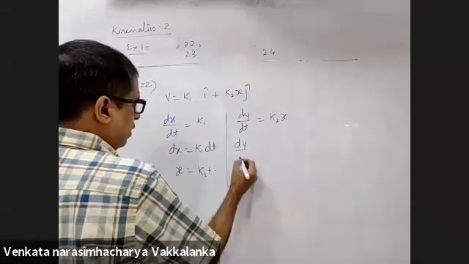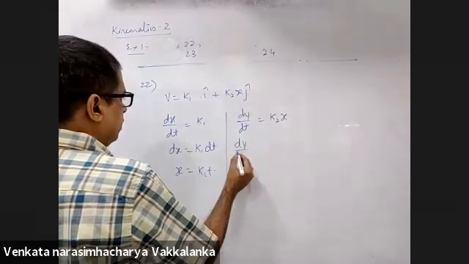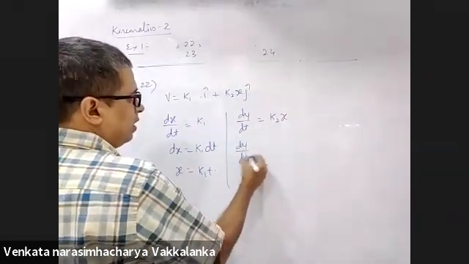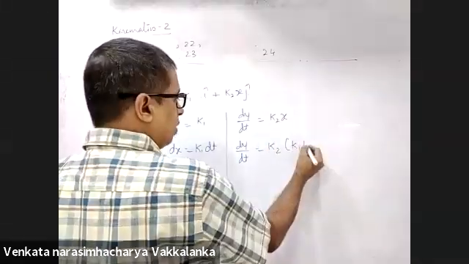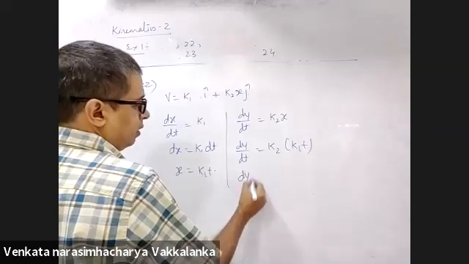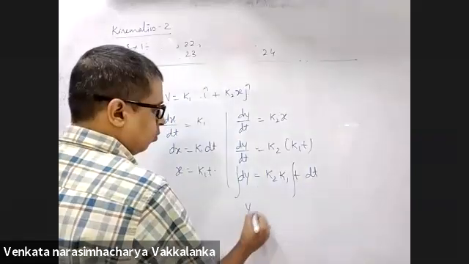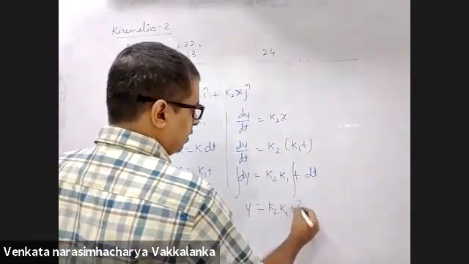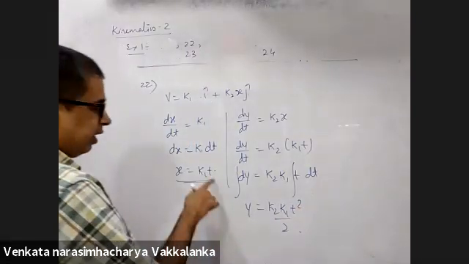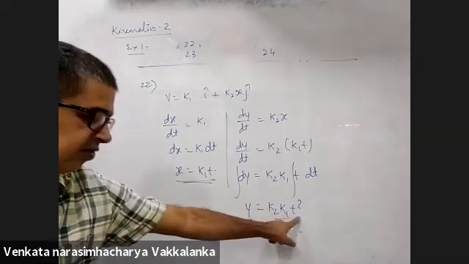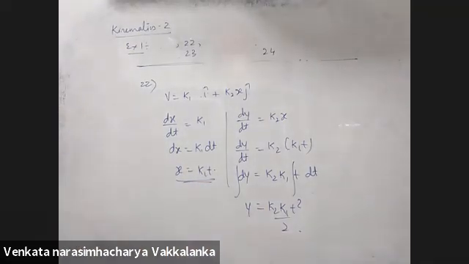I will substitute x here. Dy by dt is k2 k1 t. Dy is k2 k1 t dt. Y is equal to k2 k1 t square by 2. Eliminate t, and I'll get y as a function of x. T is x by k1. Substitute here, and I'll get y as a function of x. Getting y as a function of x is getting the general equation of the trajectory.